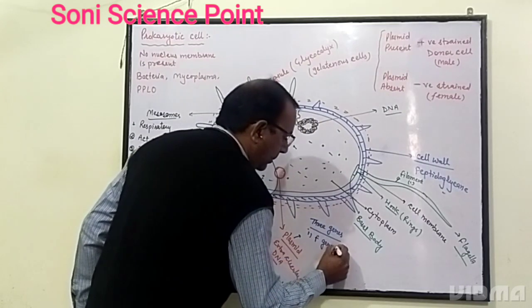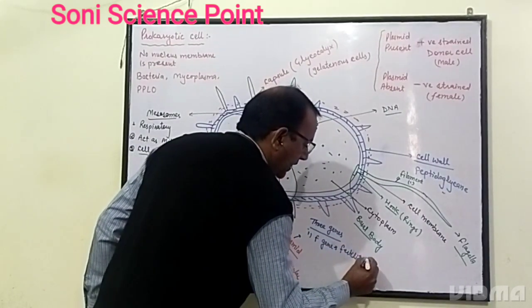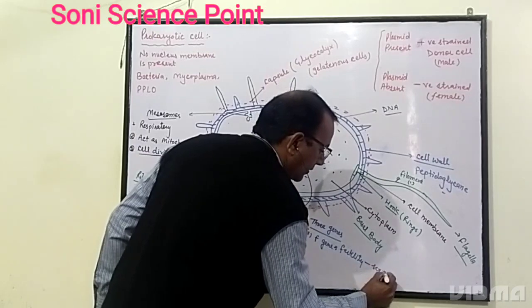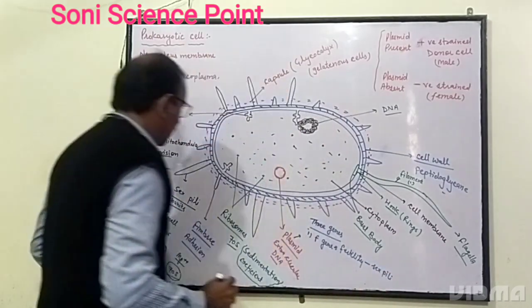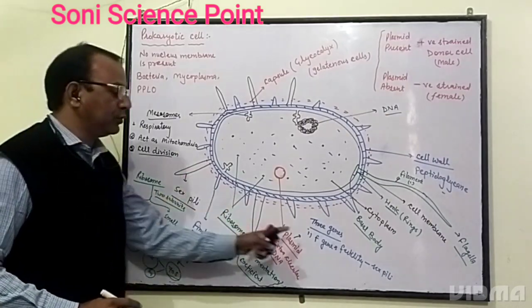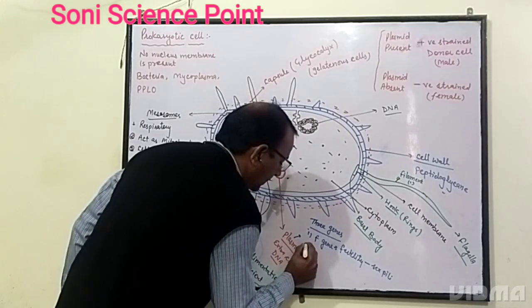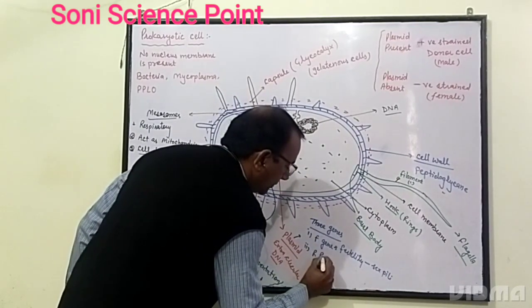This F gene helps in fertility, which makes the sex pili. These sex pili, large finger-like projections, are produced due to the F gene. Second one is R gene.